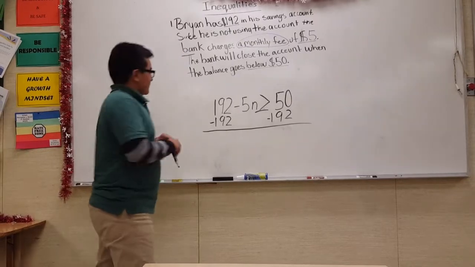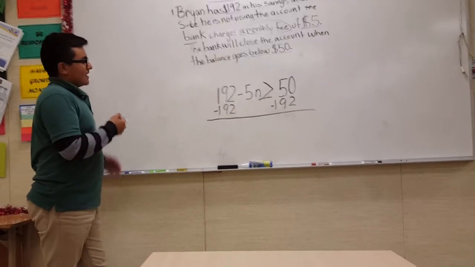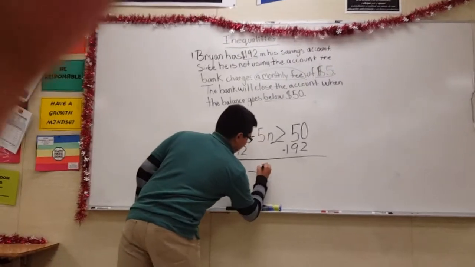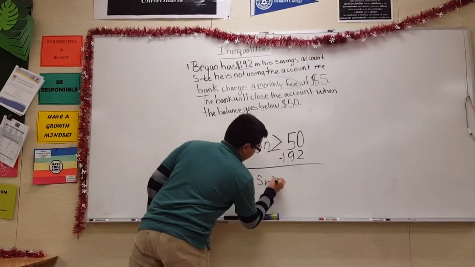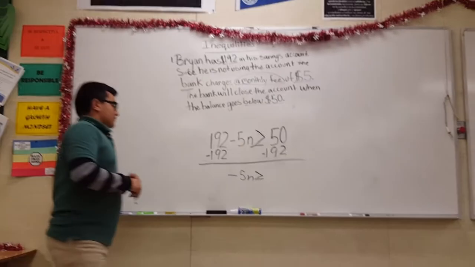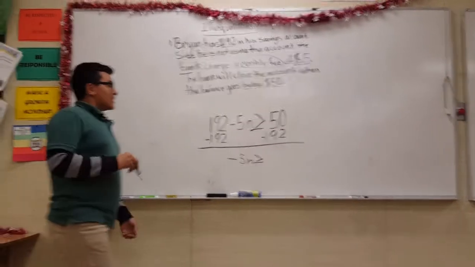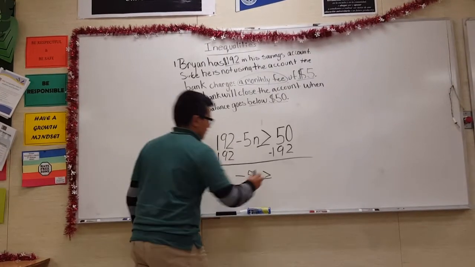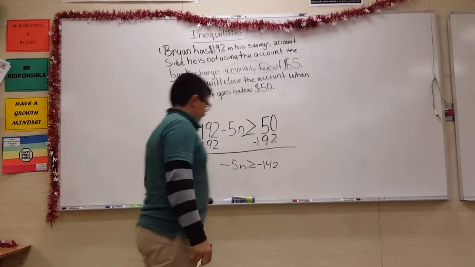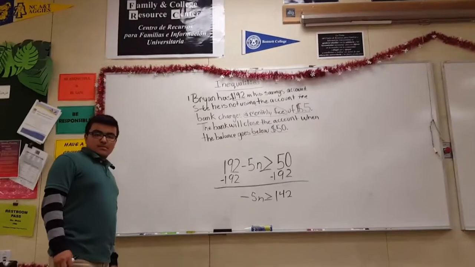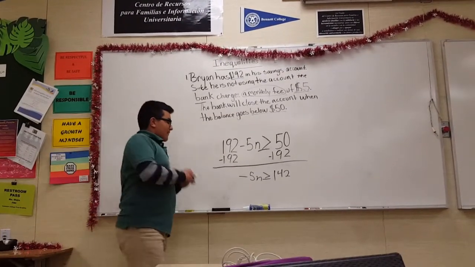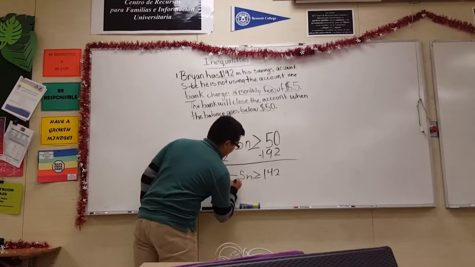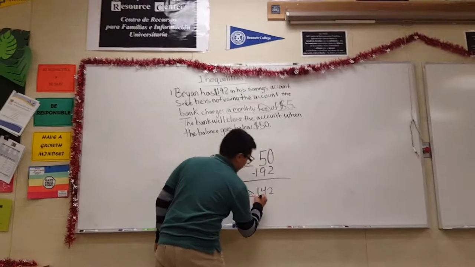Okay, so what we know for this side is that these two numbers will cancel out, giving us only negative 5n on the greater than side of the inequality. Then subtracting 192 from 50 would give us a negative number. Now that we have this new inequality, we will divide by 5 on both sides.